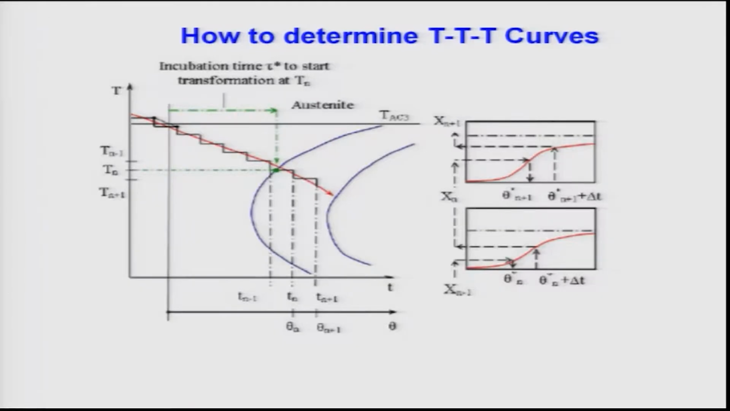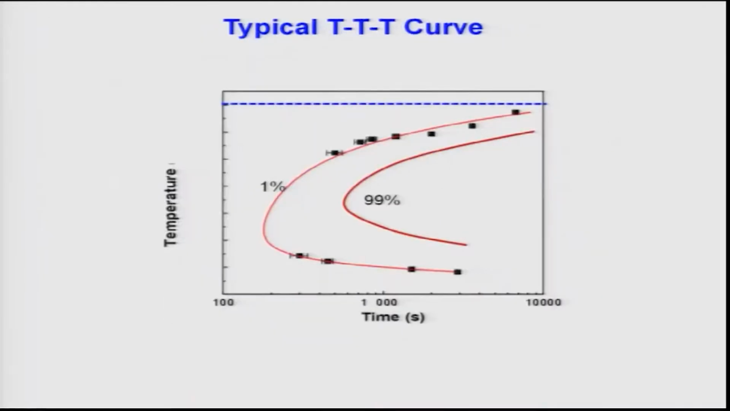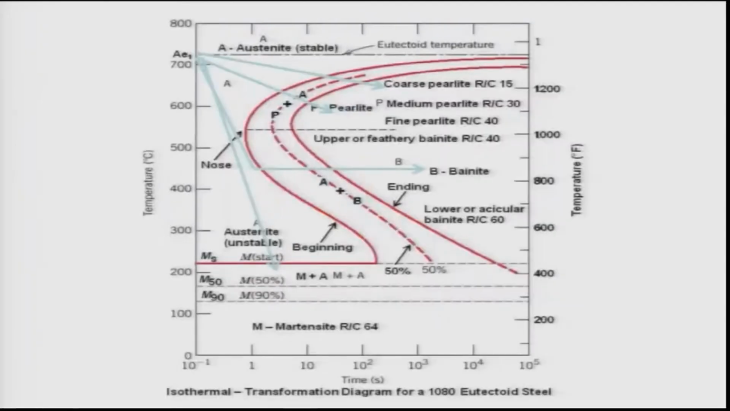So, how can we use this TTT curve? That is what is shown here, and this is basically one of the measured TTT curves. Okay, as you see here, above this line austenite is stable, below it austenite is metastable, and these are the two curves at 1% and 99% transformations. A typical TTT curve for 1080 steel or eutectoid steel is basically shown here. And as you see here, these are the two curves which I just showed you.